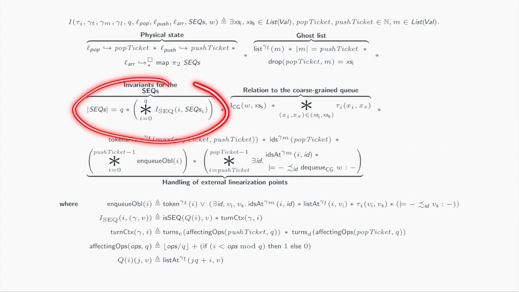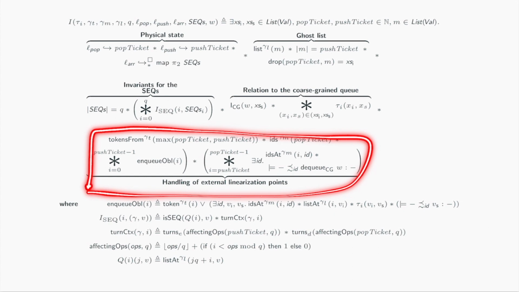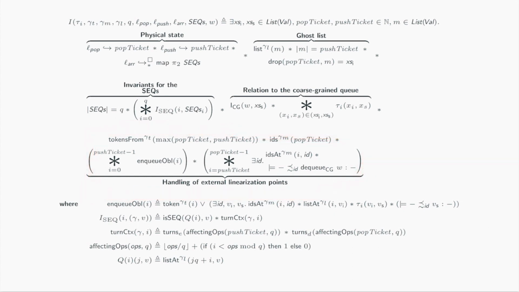Then we have some invariants for all the single element queues in the array. And for these single element queues, we need to keep track of all of their turns and so on. Then we also have this part, which is for handling the external linearization point in DQ. So DQ doesn't always have an external linearization point. It also sometimes has a fixed linearization point. So this stuff here needs to handle both the case where DQ has a fixed linearization point and the case where DQ has an external linearization point.